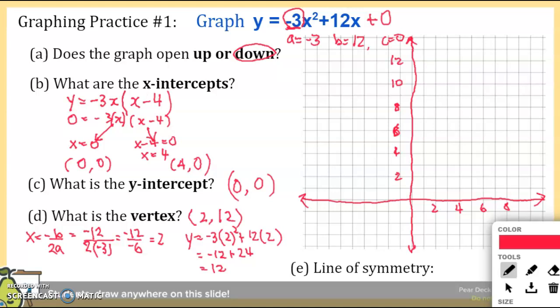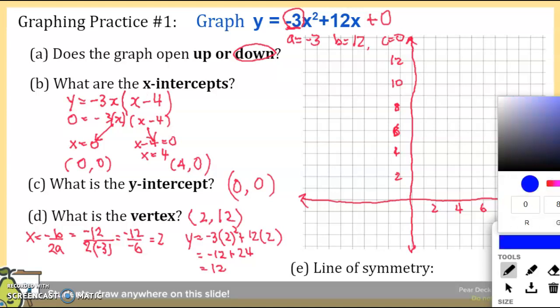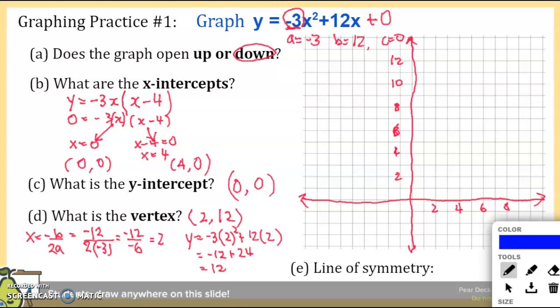Okay, so the vertex is 2, 12, and then the x-intercept is 0, 0, and 4, 0. Y-intercept is also that. So I just need to draw a nice parabola. It is a skinny one, isn't it? And the reason it's so skinny is because we're multiplying by 3.